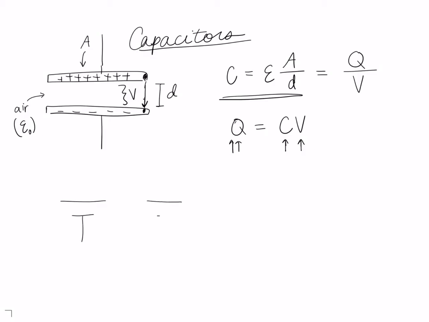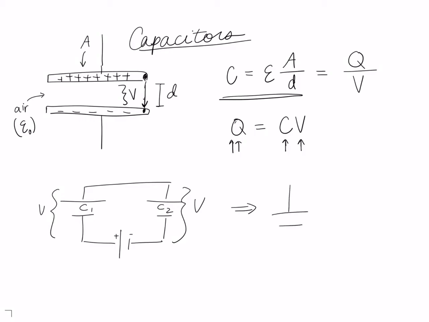Now, what happens when we have capacitors in parallel? So we have something that looks like this. And this might be a battery, for example, positive, negative. So for our capacitors, what we find is that they have the same difference in voltage. So from here to here, we have the same V as this side. However, we have different capacitances for each of the capacitors.